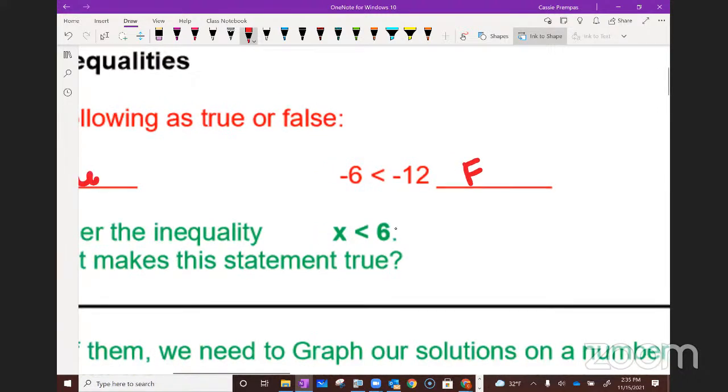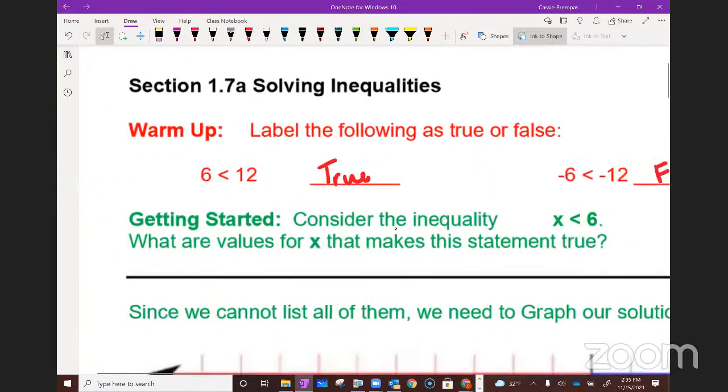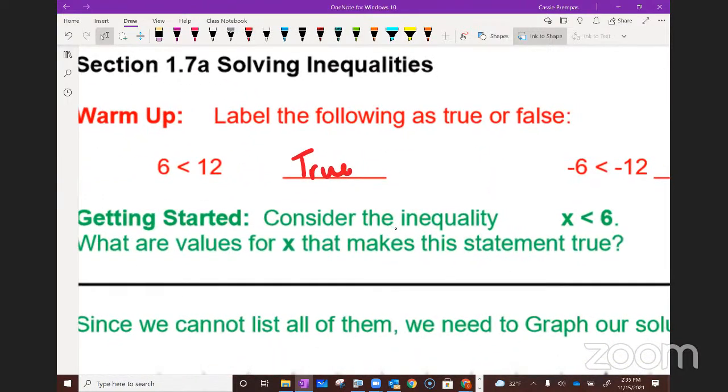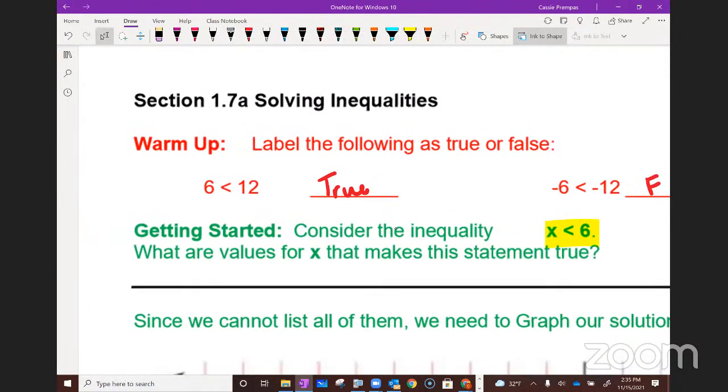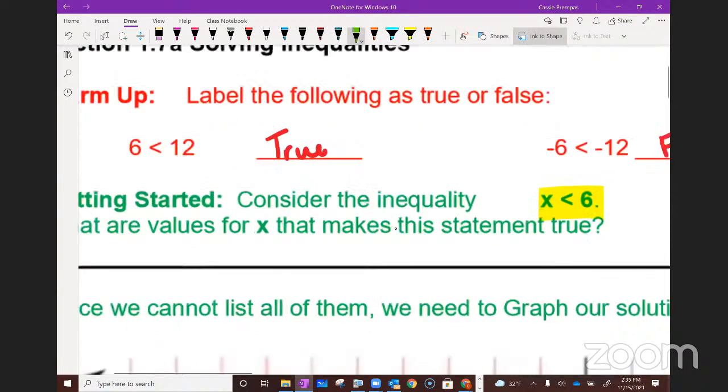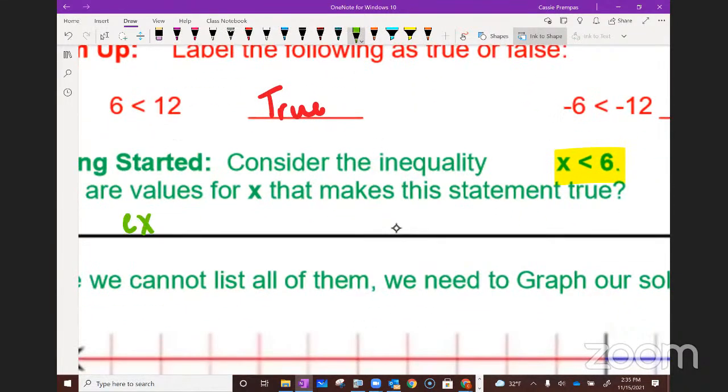So let's continue looking at inequalities. So getting started, consider the inequality x is less than 6. What are values for x that make this statement true? Caroline? Anything less than 6. So give me an example of something. One would work. Allison, what would be another one? 2 is a good one. Ooh, what are you saying, Mario? -3, she's looking at negative numbers.